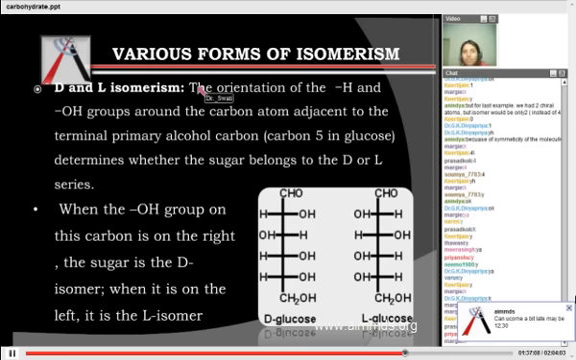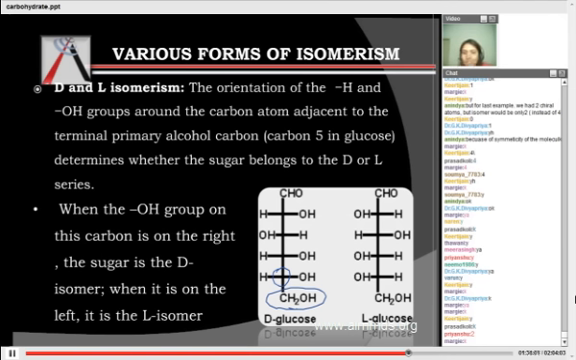Now let's see various forms of isomerism. We had been talking about D and L isomerism. As far as D and L isomerism of amino acids, a similar concept applies here, but there is a little more restriction here. Let's see what those restrictions are. When we talk about D and L isomerism, we consider a carbon atom just adjacent to the terminal primary alcohol carbon. Okay, so this is your last alcohol carbon, and this carbon is the one we consider for D and L isomerism, just the carbon which is next to the last terminal primary alcohol.